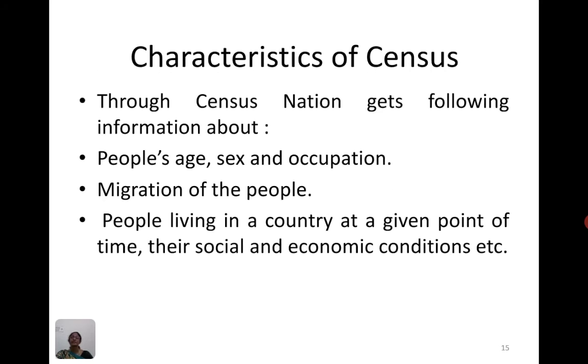Now let's see the characteristics of census. Through census, nation gets following information about people's age, sex and occupation, migration of the people living in a country at a given point of time, their social and economic conditions, etc. So how many people migrated to our country, how many people have moved out of the country, we can know through census. You must have heard of internal migration, international migration, in-migration, out-migration, right? So through census, we can know about the migration of the people.